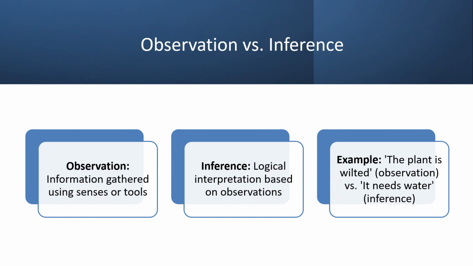Observation versus inference. Observations are direct, what you can see or measure. Inferences are conclusions based on observations. For example, if a plant is drooping, that's an observation. Assuming it needs water is an inference. Scientists use both, but it's crucial to keep them separate when designing experiments.